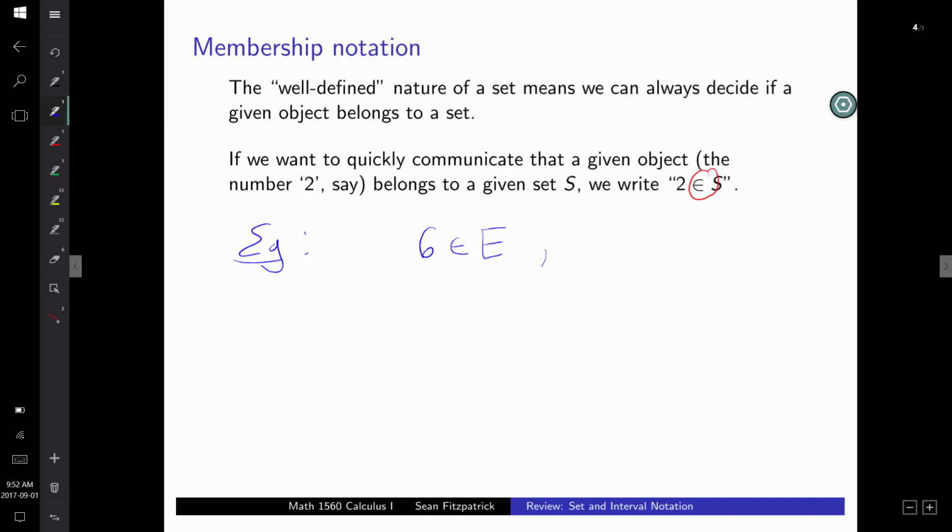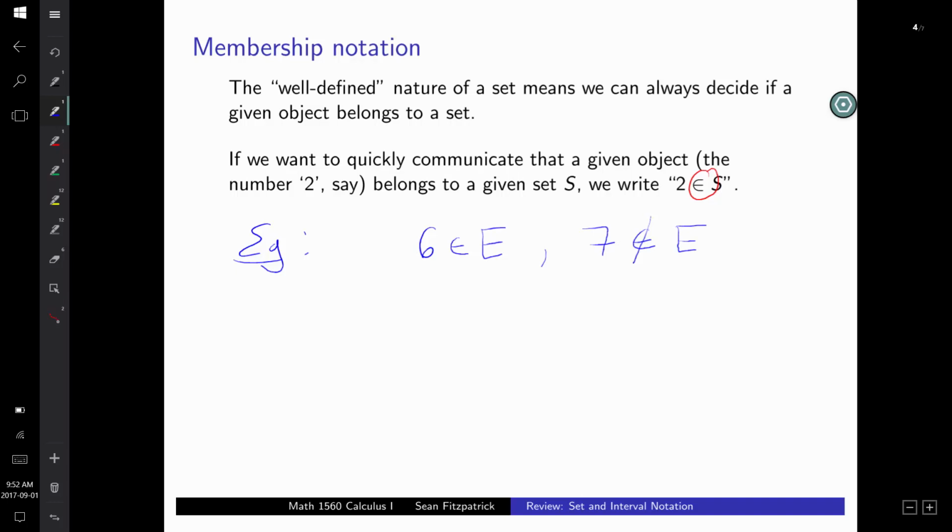If I want to say that something doesn't belong to the set, so for example 7 is not an even number, you do this classic slash. Any kind of math symbol, if you put a slash through it, that kind of adds a "not", right? So 7 is not an element of E. 7 is not even.